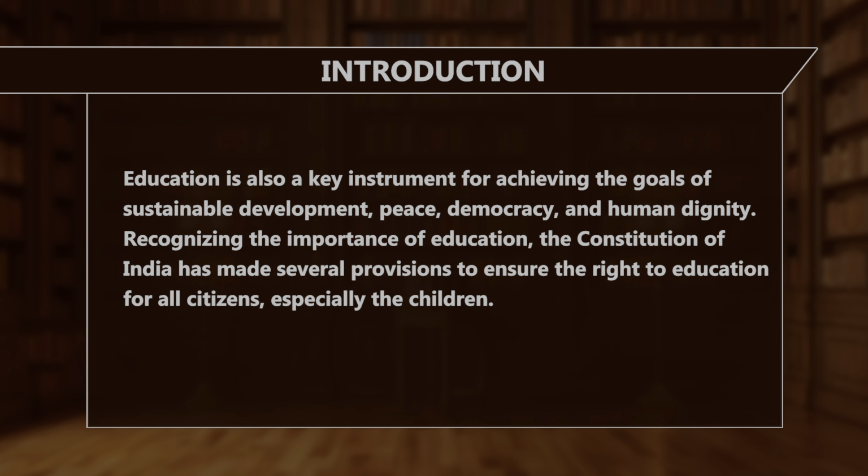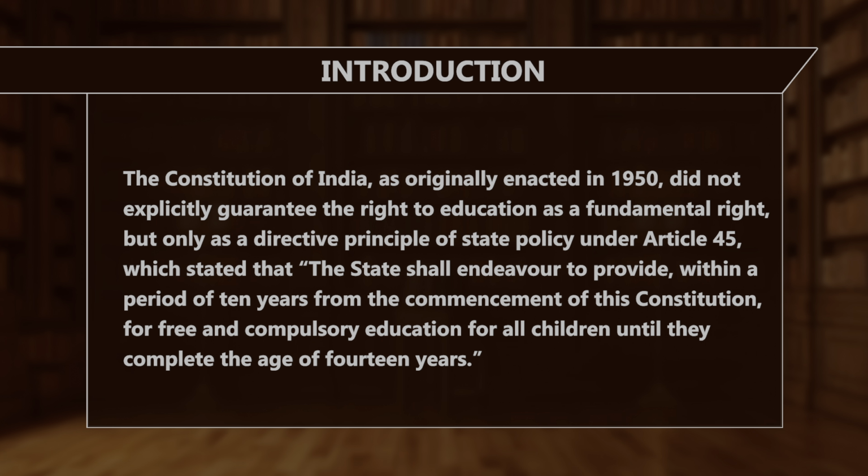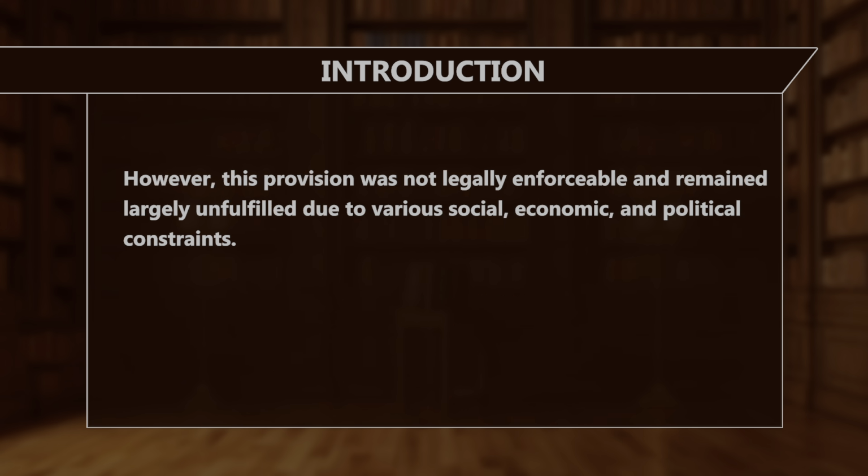Recognizing the importance of education, the Constitution of India has made several provisions to ensure the right to education for all citizens, especially for children. The right to education in India has evolved through a series of judicial interpretations and legislative enactments. The Constitution of India, as originally enacted in 1950, did not explicitly guarantee the right to education as a fundamental right, but only as a directive principle of state policy under Article 45, which stated that the state shall endeavour to provide, within a period of 10 years from the commencement of this Constitution, free and compulsory education for all children until they complete the age of 14 years. However, this provision was not legally enforceable and remained largely unfulfilled due to various social, economic and political constraints.